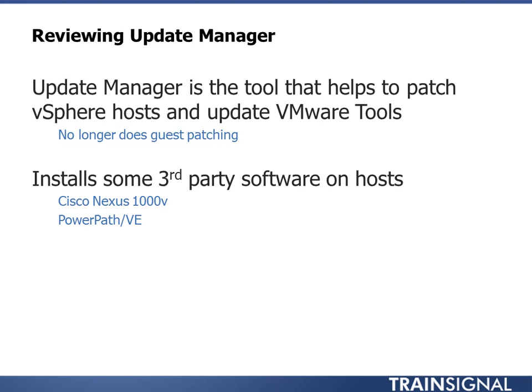It also installs some third-party software. Cisco Nexus 1000V, PowerPath VE, those are two common extensions that I see installed and kept up to date using Update Manager. But really, at the end of the day, they are just VIBs that get installed within vSphere, and you just point them to a different repository. So for you and me, it's not a whole lot of a different process, but just note that it does do that, and sometimes you will see those added in to your update groups.